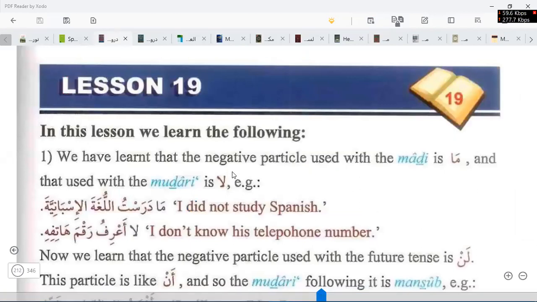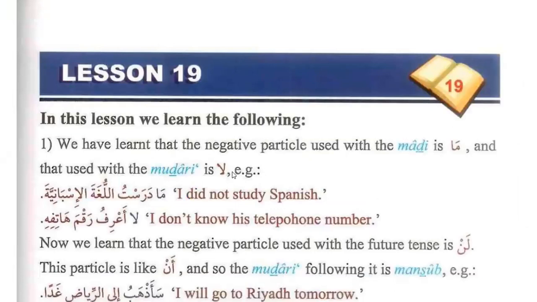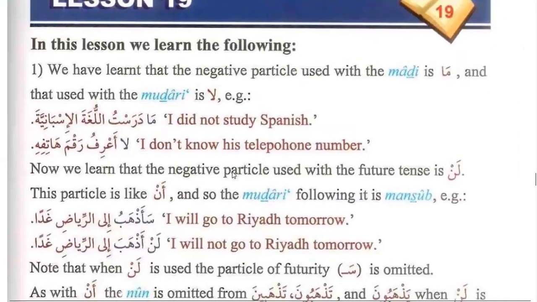Lesson number 19. So first you learnt that with mazi manfi we use ma, with muzare manfi we use la. Now you will learn that for future negative, we use lan.